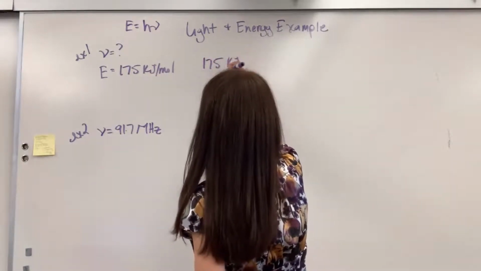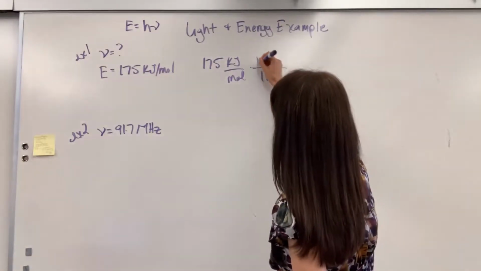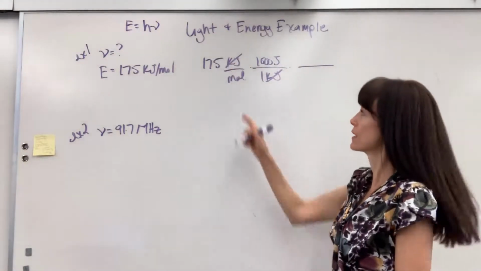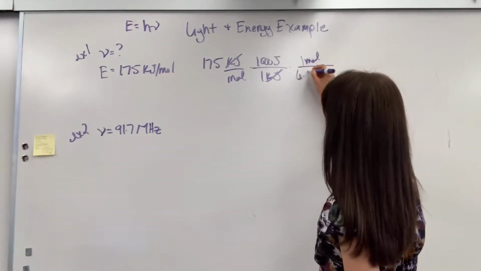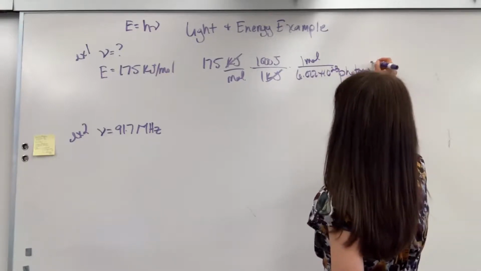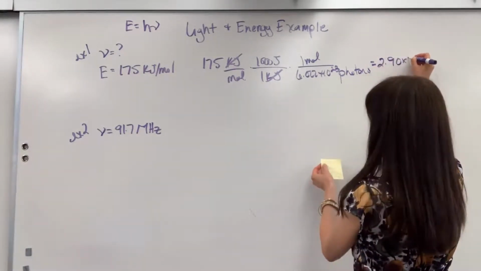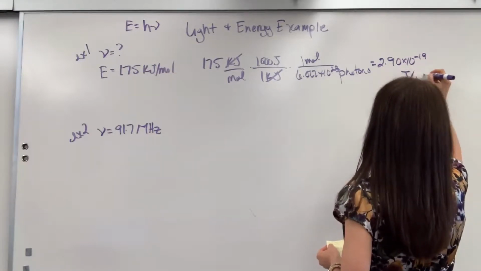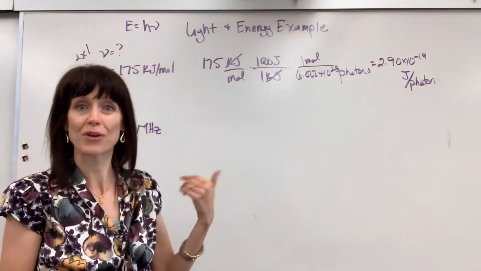175 kilojoules per mole. Let's get rid of the kilojoules. 1 kilojoule has 1,000 joules. So kilojoules cancel. I now have joules. And we want to get rid of moles, bring that to photons. 1 mole contains 6.022 times 10 to the 23 photons. So we do that math and we get 2.90 times 10 to the negative 19 joules per photon. Joules per photon, and that's exactly what we need for our formula.